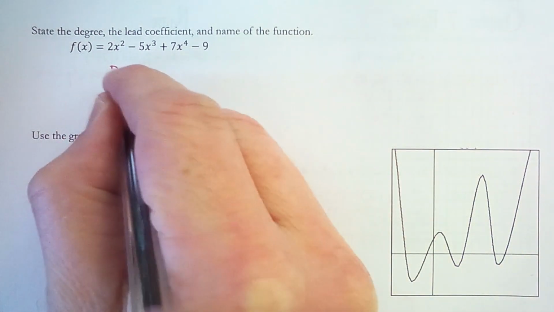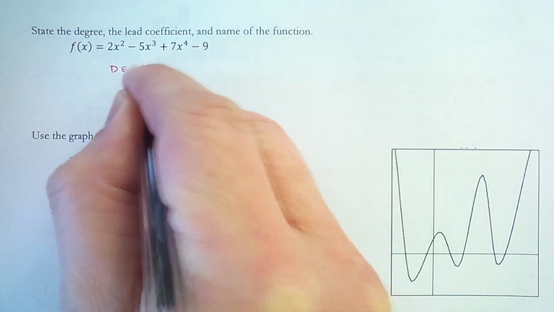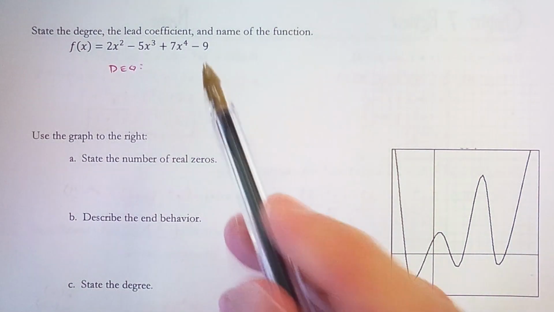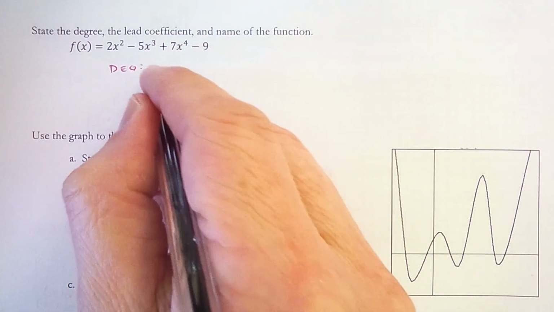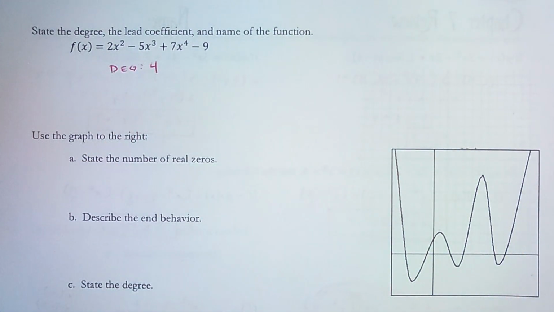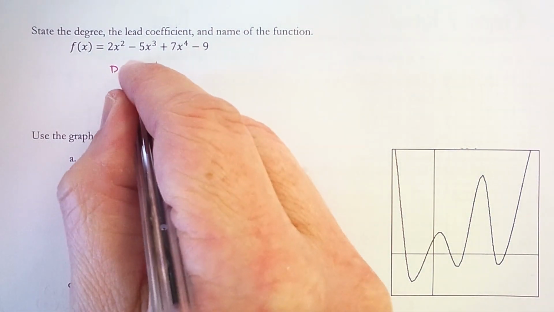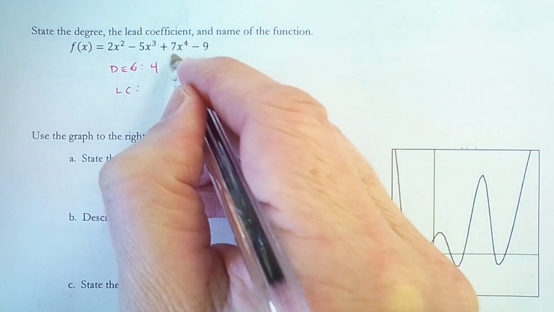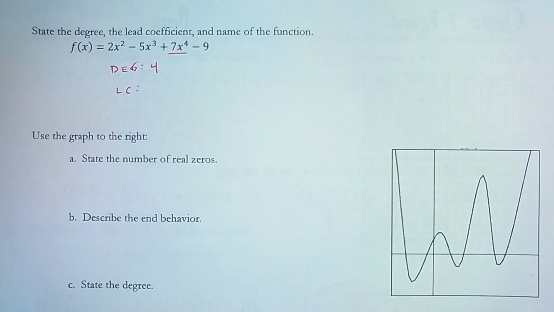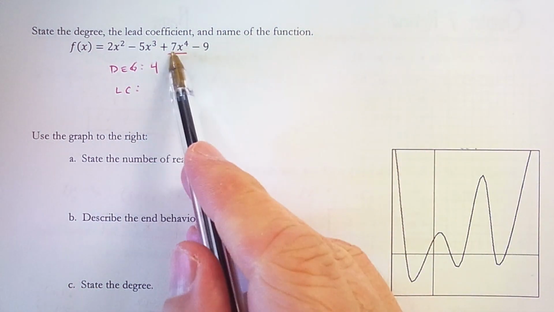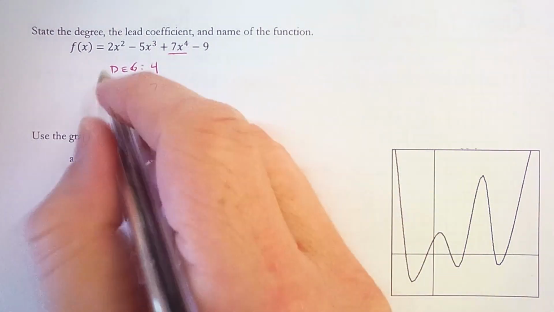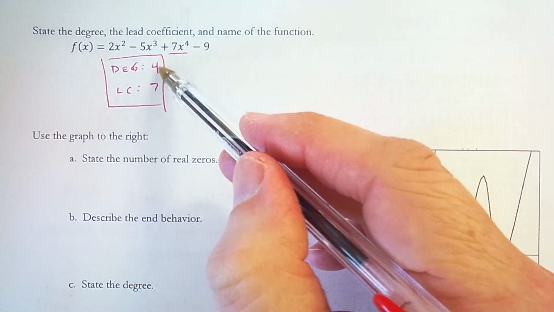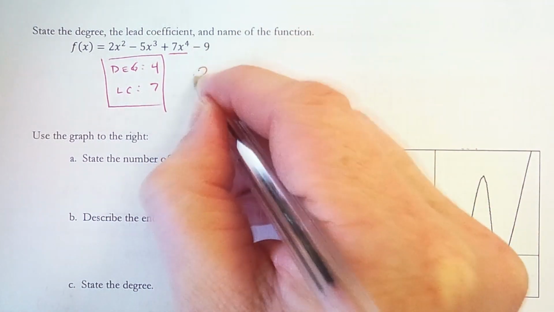So the degree is the greatest exponent of the variable, and that is 4, so the degree is 4. Okay, so next we want the leading coefficient. The leading coefficient is from that same term where we found the greatest exponent. The coefficient there is 7, so the leading coefficient is 7. Now it says name the function. If it has a degree of 4, it is a quartic function.